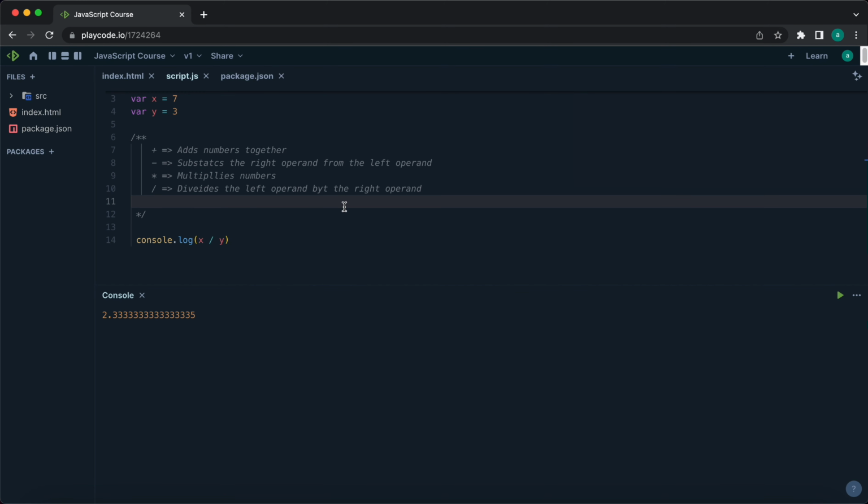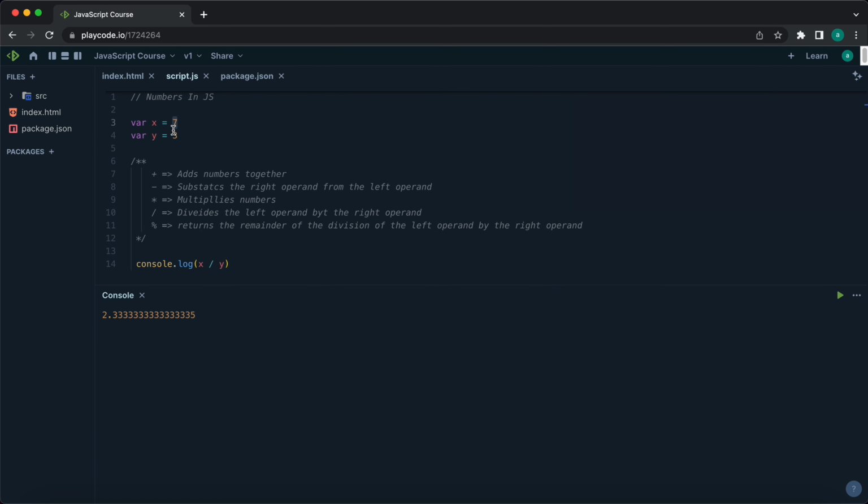The fifth operator is the modulus, and we use this to return the remainder of the division of the left operand by the right operand. For example, when we divide 7 by 3, we get 2 and 1/3. This one is the remainder of the division.